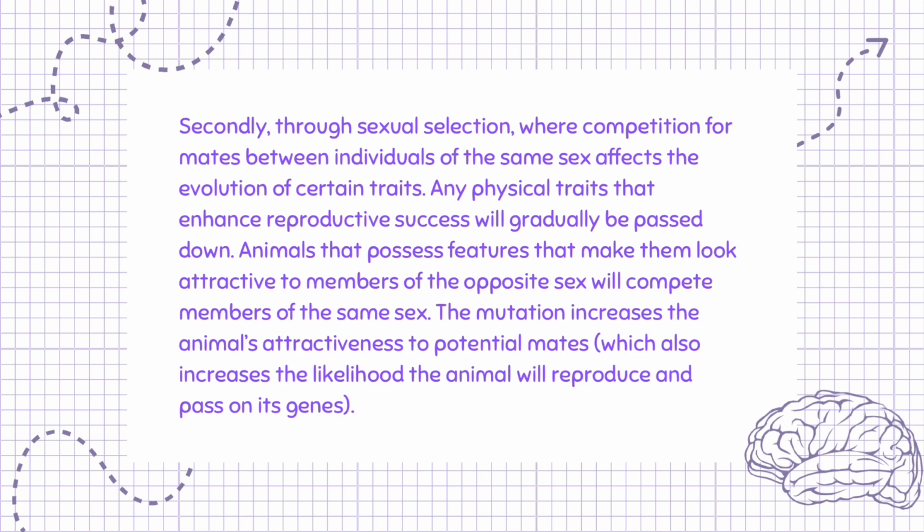Secondly, through sexual selection, where competition for mates between individuals of the same sex affects the evolution of certain traits. Any physical traits that enhance reproductive success will gradually be passed down. Animals that possess features that make them look attractive to members of the opposite sex will compete with members of the same sex. The mutation increases the animal's attractiveness to potential mates, which also increases the likelihood the animal will reproduce and pass on its genes.